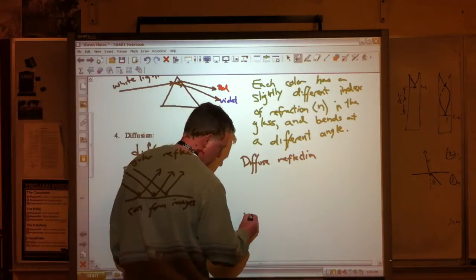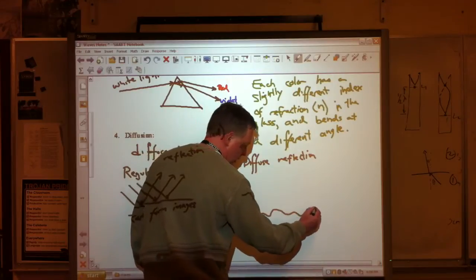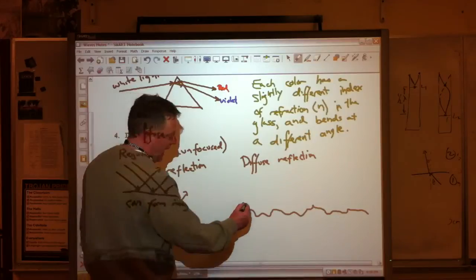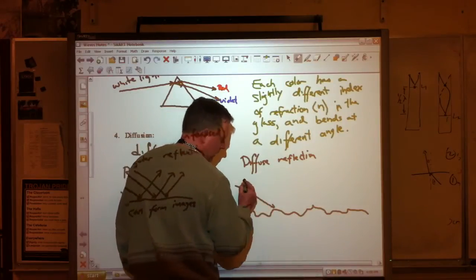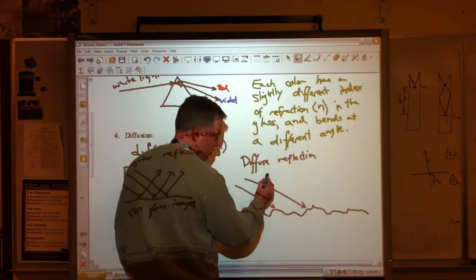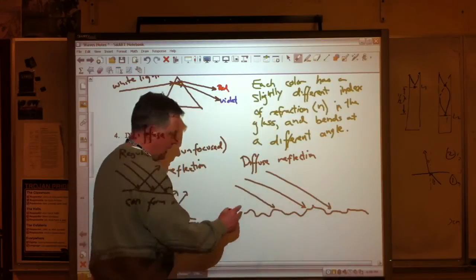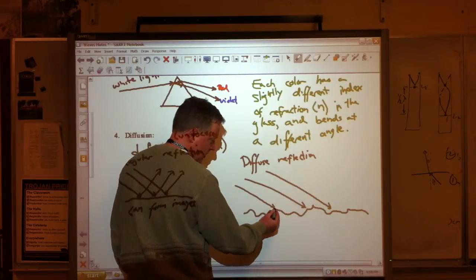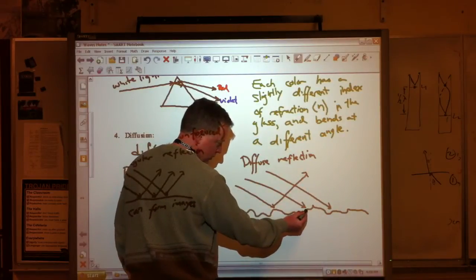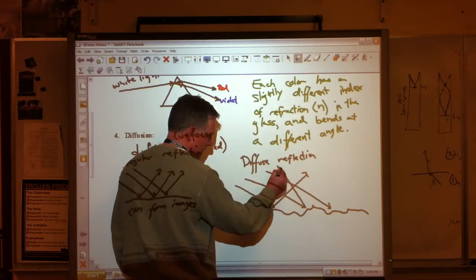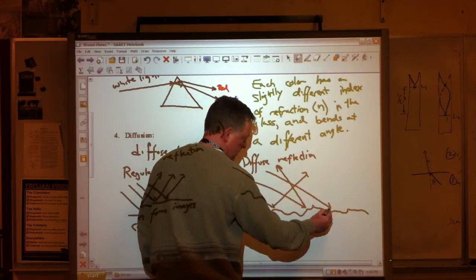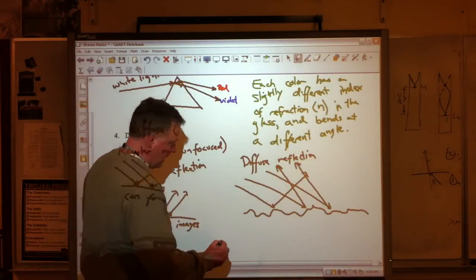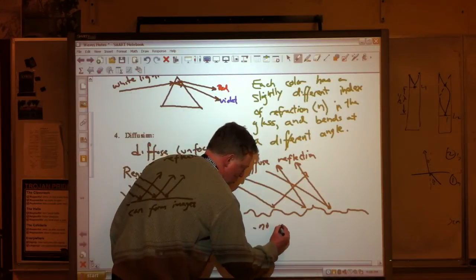Diffuse reflection is when I have a rough surface. Now it may not look all that rough to the naked eye, but on a microscopic level, it's going to be rough. And light that comes in parallel is going to end up hitting each of these points at a different angle because this isn't a smooth surface. So this one might bend up this way, but then this one looks like it's hitting kind of straight on, and it bounces back like this. This one might bounce back over this way. So they get mixed up. They don't come out parallel. And in this, you will have no image.